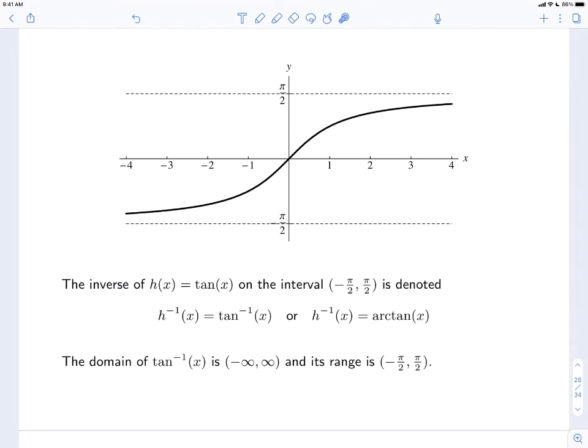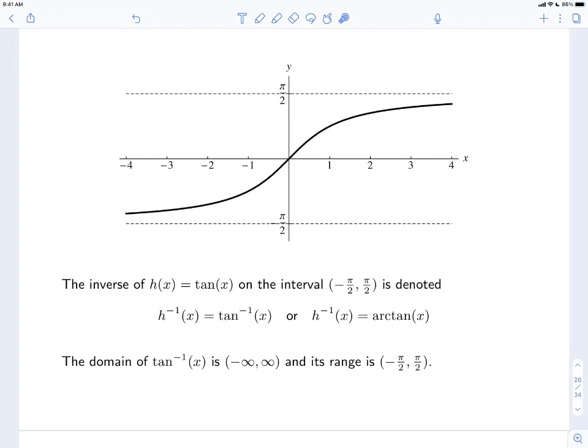Here we go. This is a graph of just the inverse tangent. You can see that its domain is all real numbers from -infinity to infinity. That's because the range of tangent is the set of all real numbers, so the domain of inverse tangent is the same as the range of tangent. So the range of tangent is all real numbers, so the domain of inverse tangent is all real numbers.